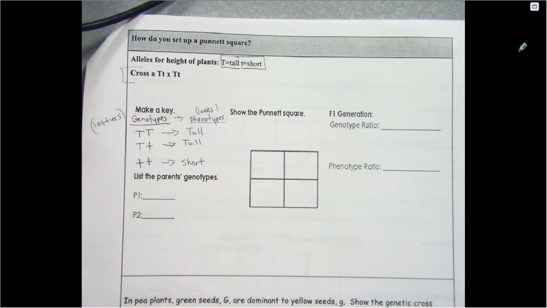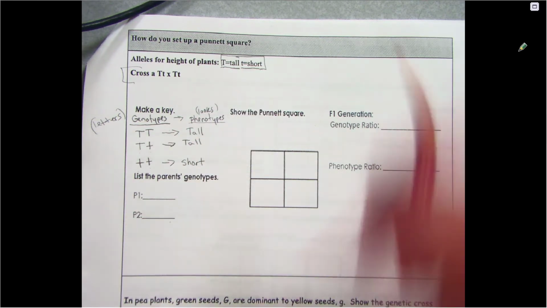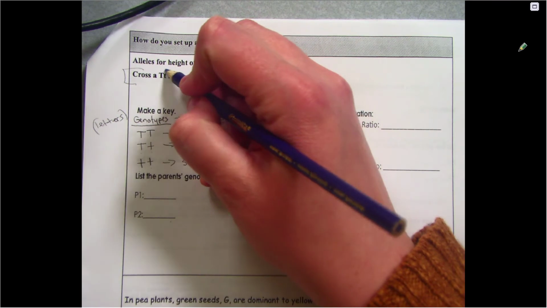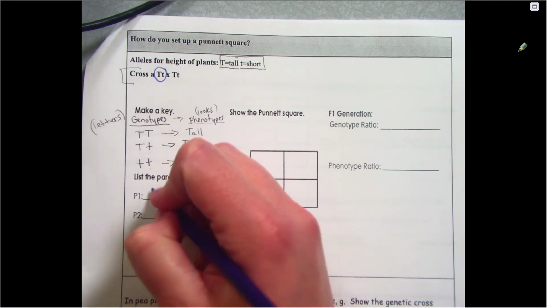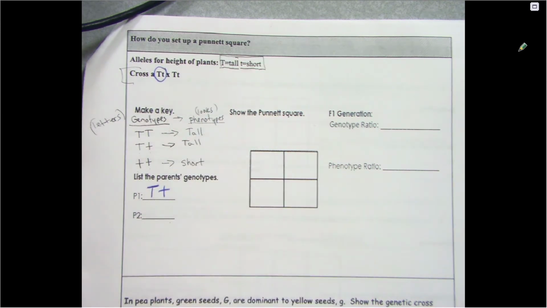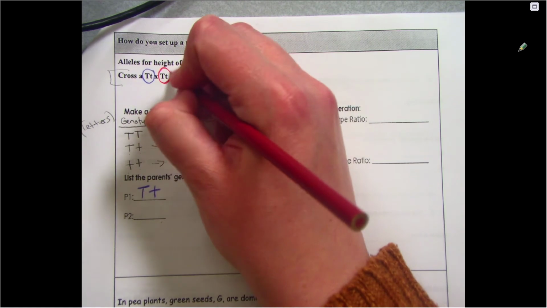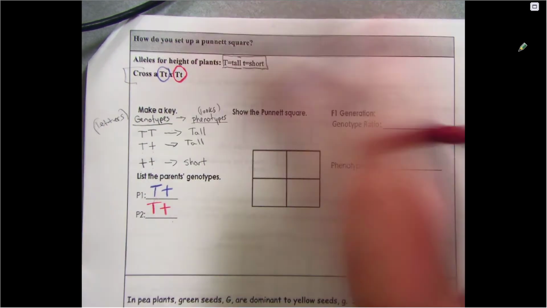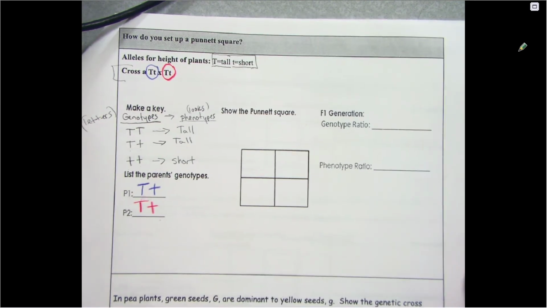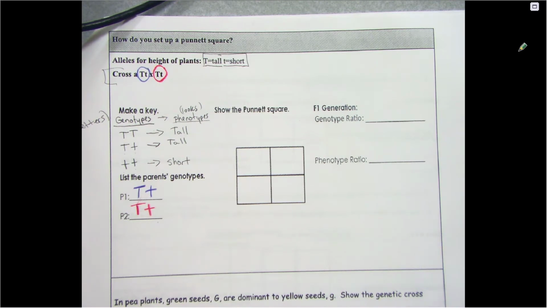Now, this is where I'm going to be using my 2 different colors. I'm going to be using red and a bluish purple. So my first parent, or parent 1, is the one that's listed first. So for parent 1, it's going to be big T, little t, or heterozygous. My second parent is also heterozygous, big T, little t. Now, when we take this information, we will be plugging it into our Punnett square.